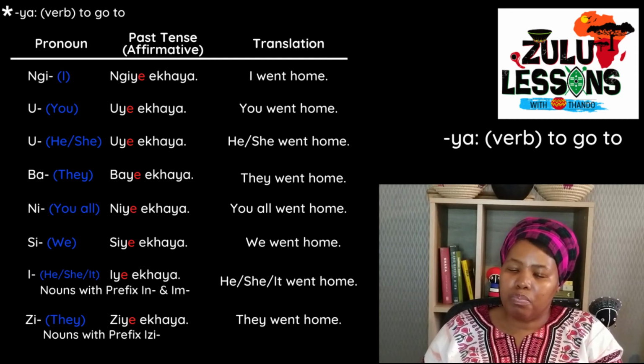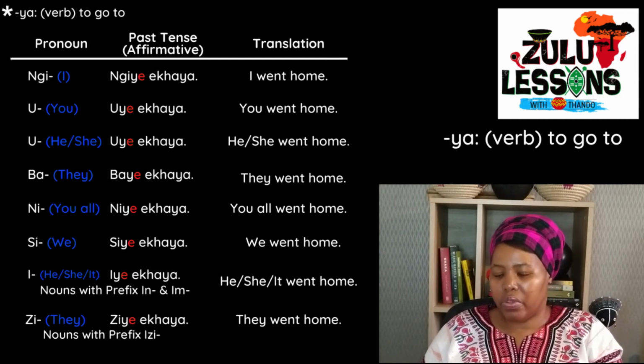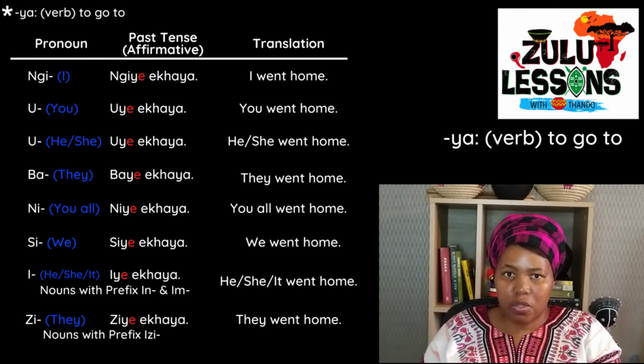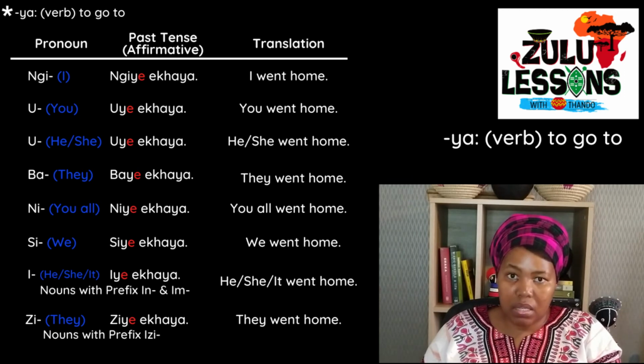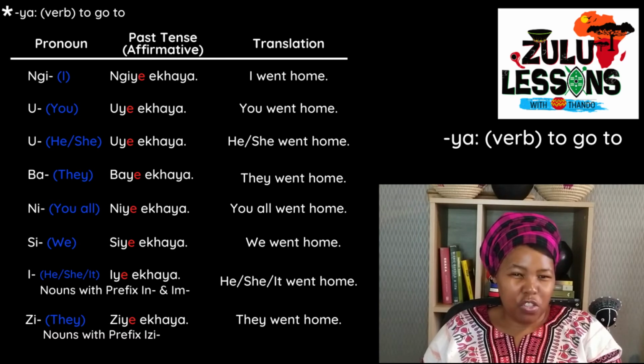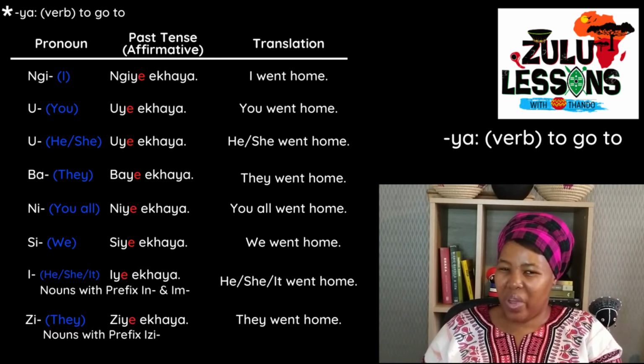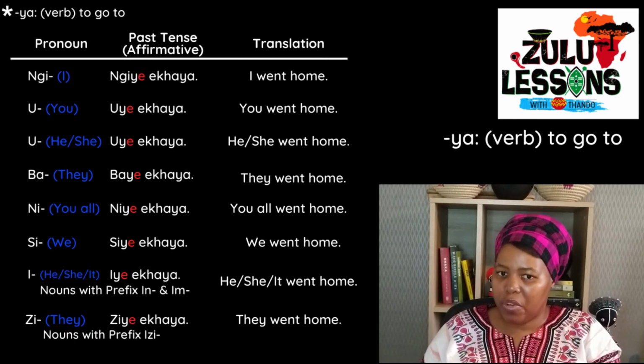Remember to do the tonal thing, because Zulu is very tonal. So don't cheat now and say ngiye without the tone, because I won't know what you mean. I need to know whether you're asking a question or telling me that you went. Do you hear that? Went. So ngiye ekhaya, I went home.